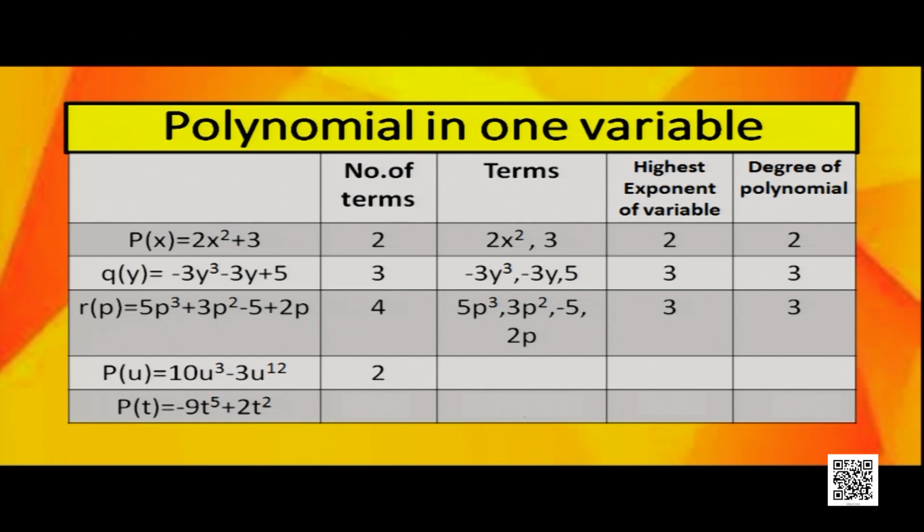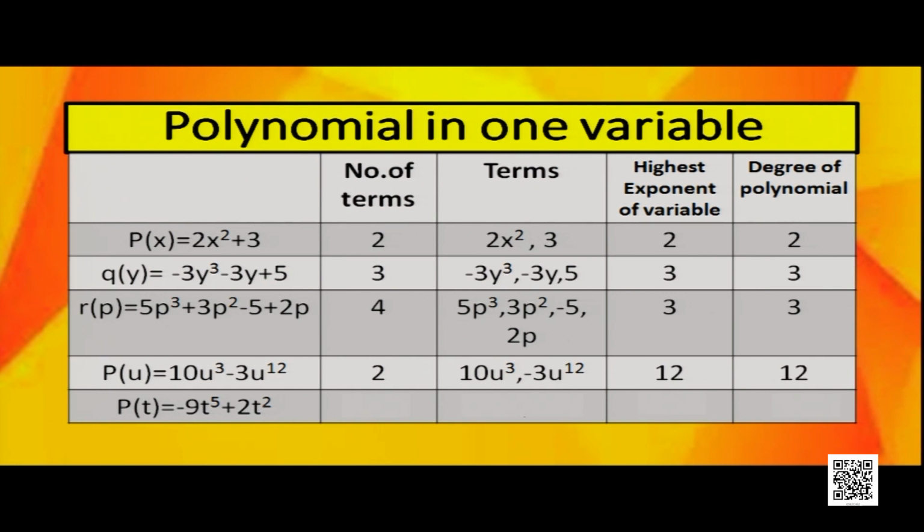10u^3 minus 3u^12. So the number of terms is 2, and the terms are 10u to the power 3 and minus 3u to the power 12. The highest exponent here is 12, so we can say that the degree of the polynomial is 12 here.